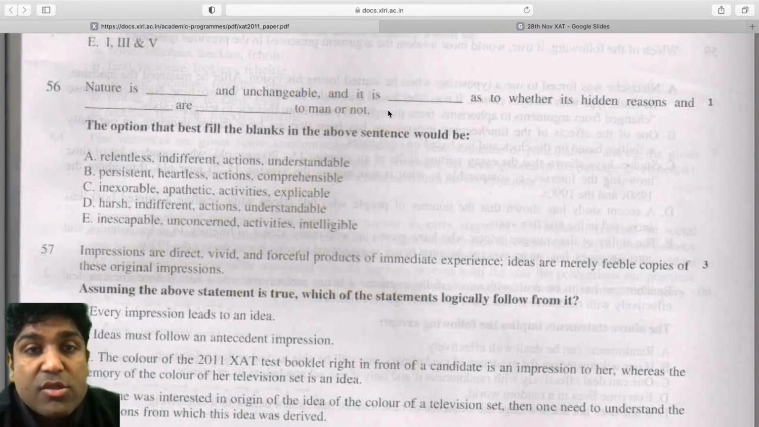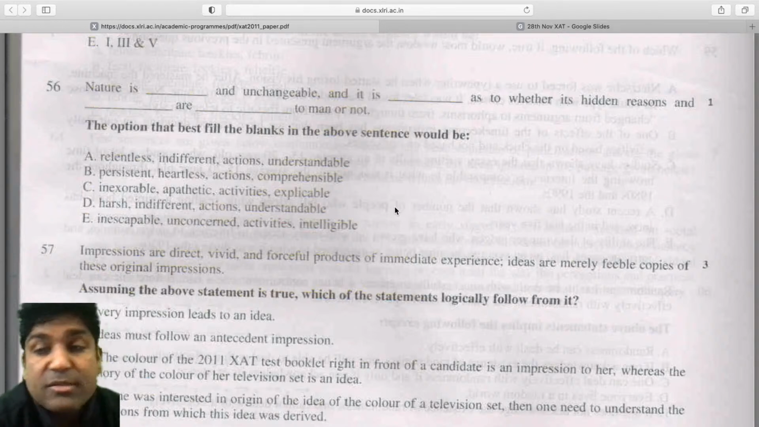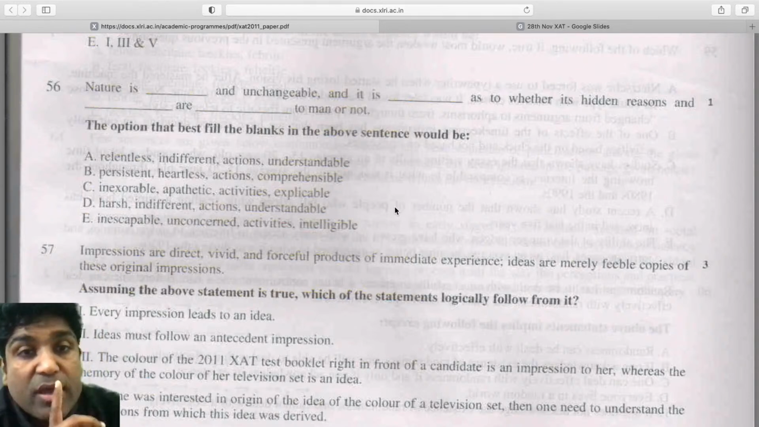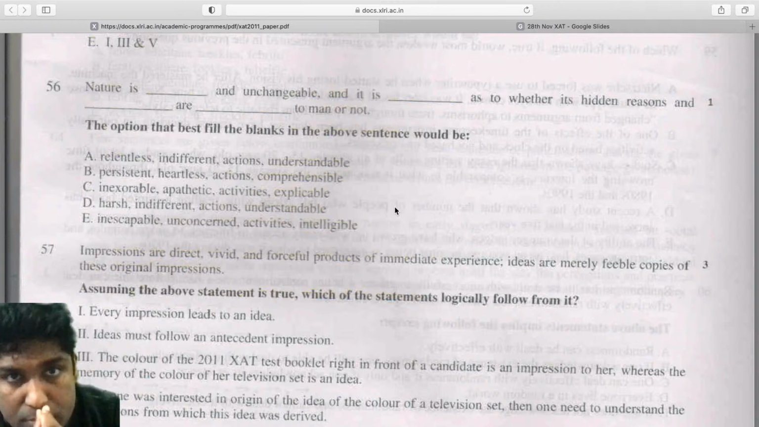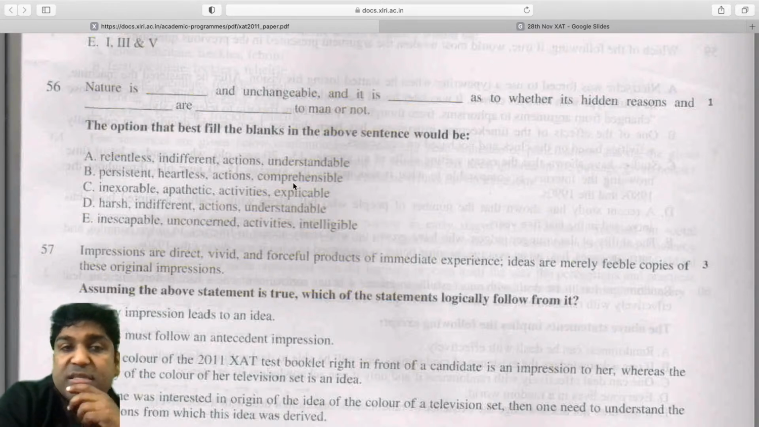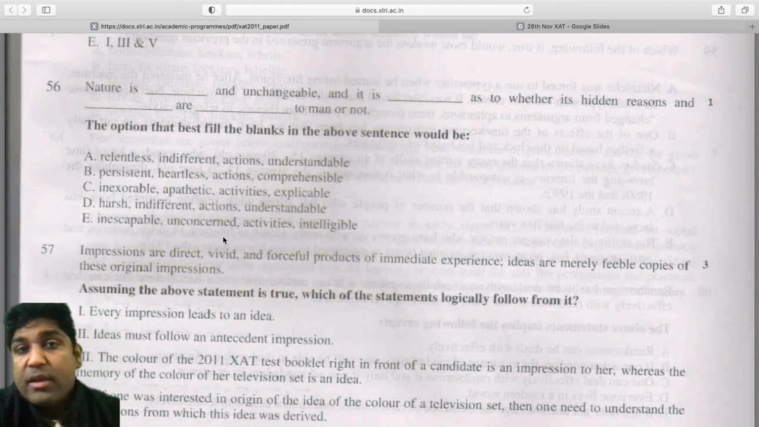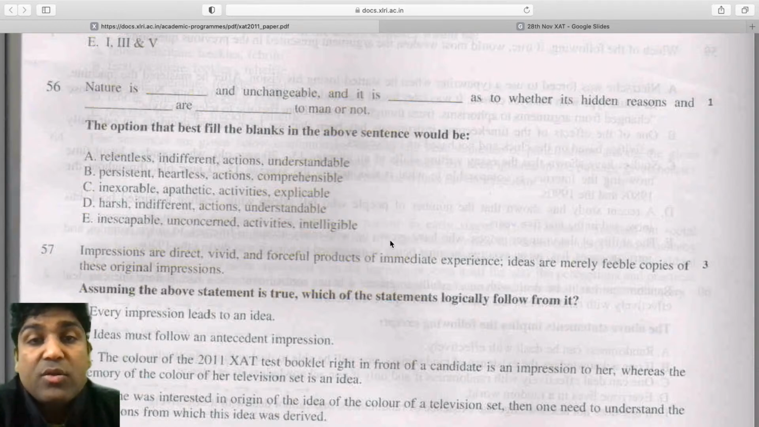Nature is dash and unchangeable, and it is dash as to whether its hidden reasons and dash are dash to man or not. Okay, so here the answer is E actually. Nature is capable and unchangeable. It is unconcerned as to whether its hidden reasons and activities are intelligible to man or not. So it is 56E.